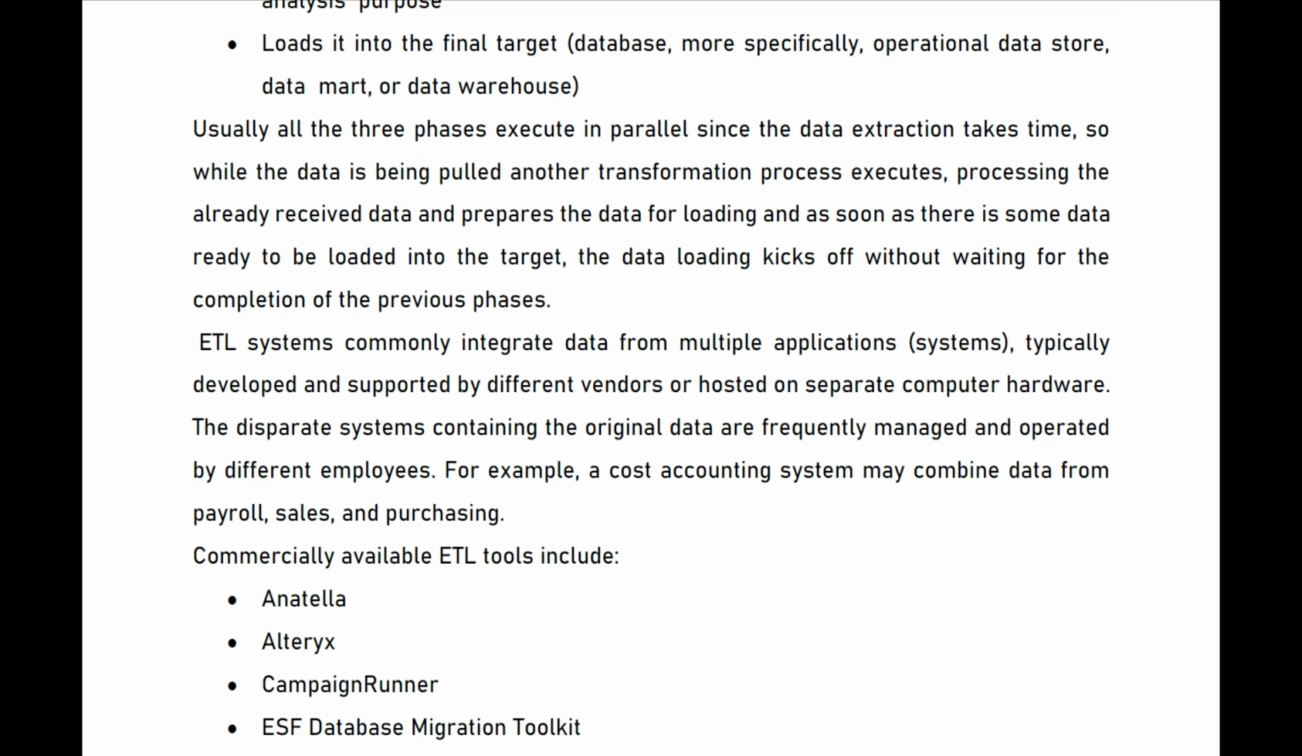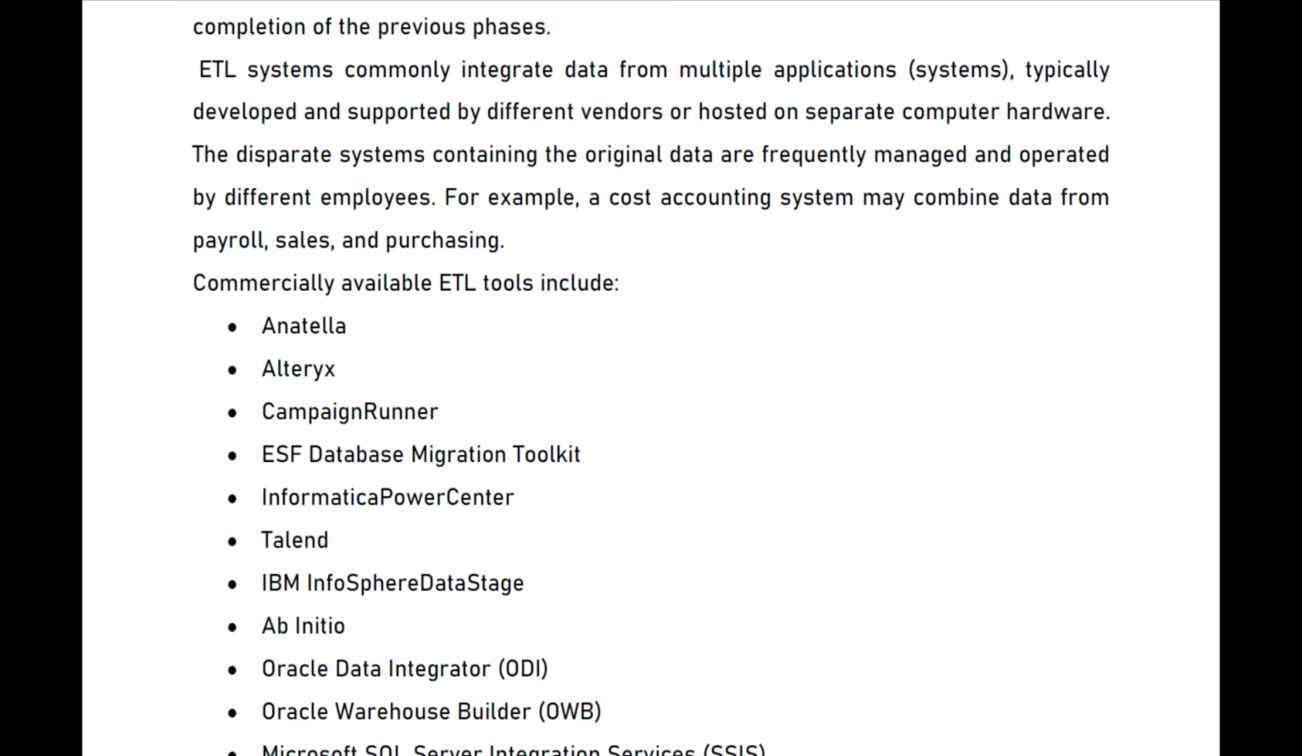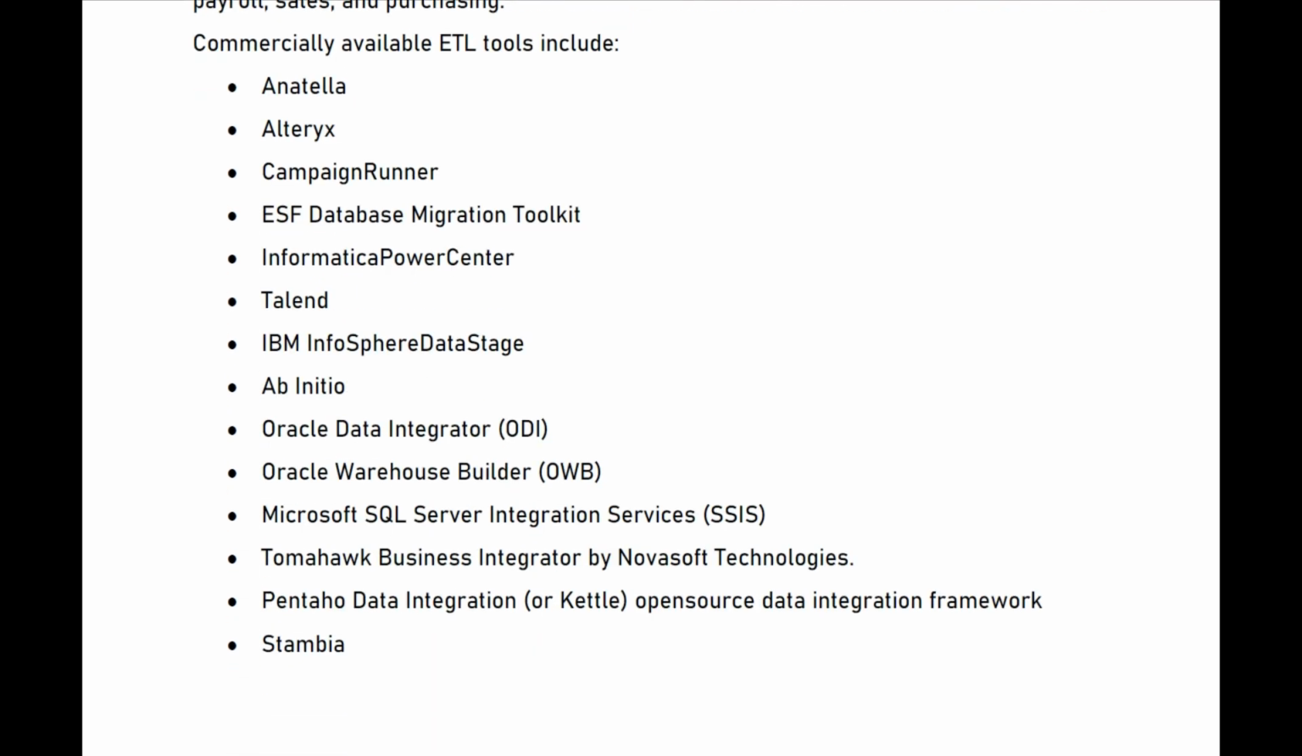ETL commonly interacts with multiple applications, typically developed and supported by different vendors and hosted on separate hardware. The disparate systems contain different operating systems. For example, cost accounting, payroll, sales, and purchasing people are combined. These are the tools, the ETL tools.